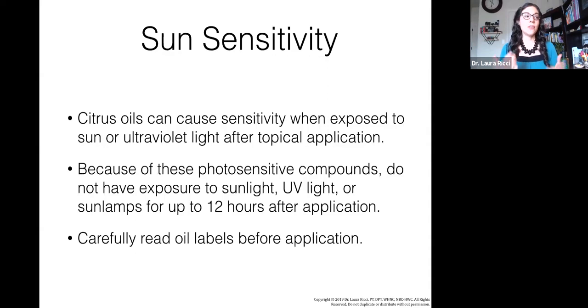So I tell people, if you need that citrus oil for emotional support, because we know that the citrus oils are very happy oils, they're mood boosting oils, put it on a scarf or your shirt where you can smell it, or put it on an area of your body where you're not getting direct sunlight, or maybe put that on like the bottoms of your feet, or use it before you go to bed. So that way that 12 hours has passed by the time you're up and outside and doing those things.